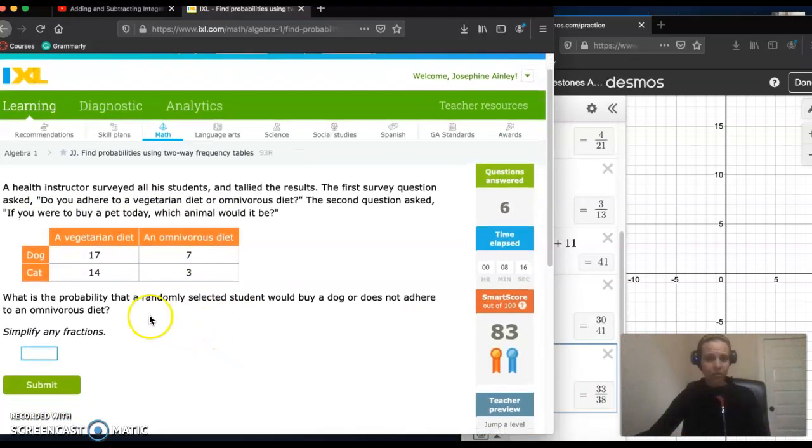All right, I'll do a few more of these. Probability a randomly selected student would buy a dog. So a dog is 17 and 7. All right, or, so I'm adding on to it. It doesn't have to be one of those two. I'm adding on to it.